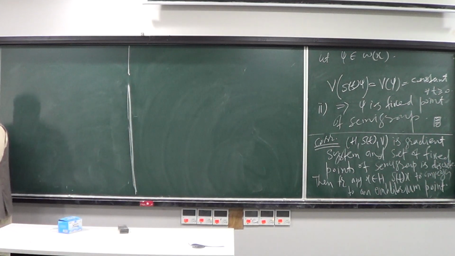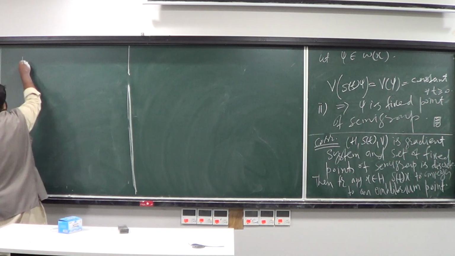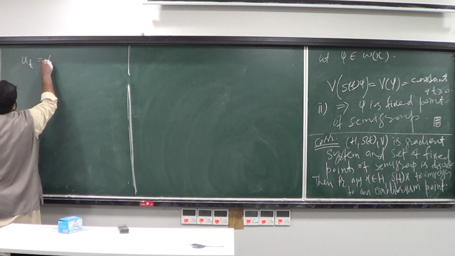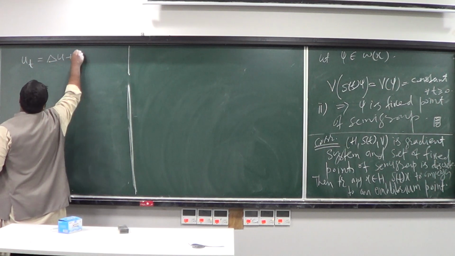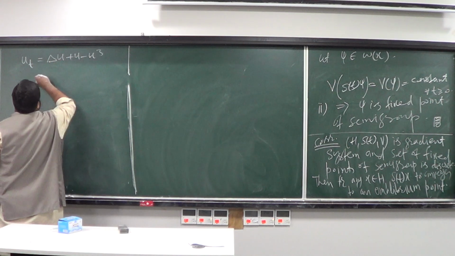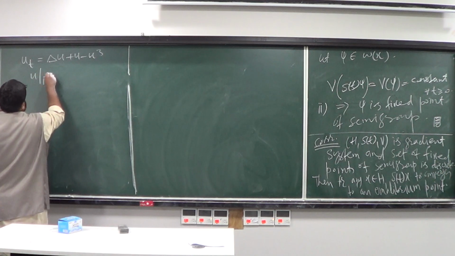So let me recall our equation. What was the equation that we had in the beginning? We had this equation: u_t = Δu + u − u³, with u restricted to the boundary Γ equal to 0.